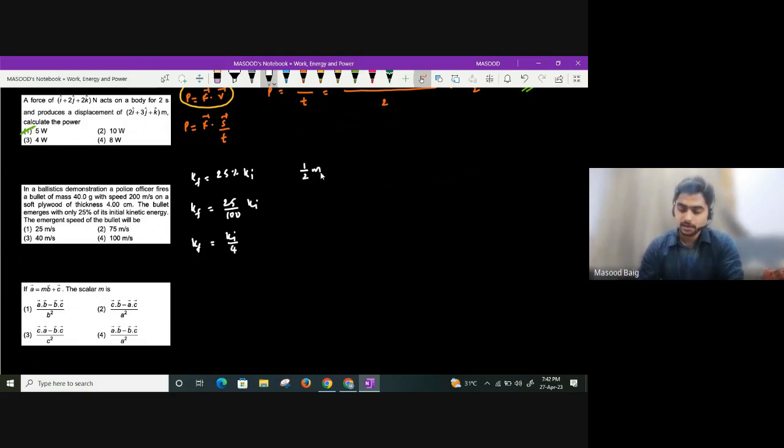So what is final kinetic energy? I can write half mv square will be equal to 1 by 4 into, initially you can say it is half mu square. What we can cancel out? Half m will get cancelled out. V square value will get as u square divided by 4. So what will you get V value as? You will get it as u divided by 2. How much is the initial speed with which it is being fired? 200 divided by 2, you will get it as 100 meter per second. Clear?